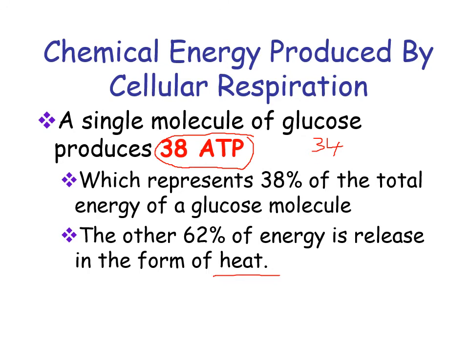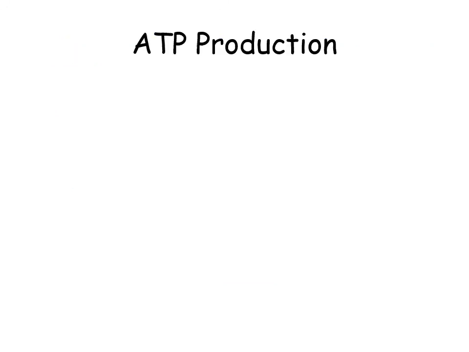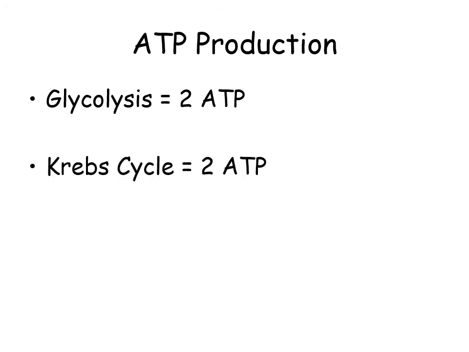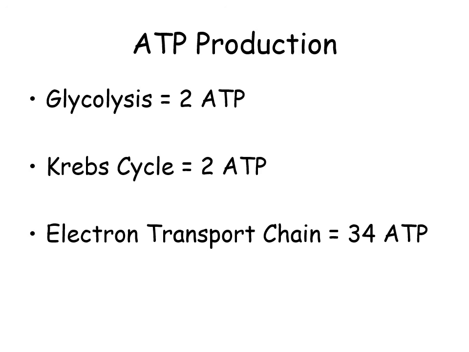So for one glucose molecule, you're going to get about 38% of it giving you chemical energy that cells can use in the form of ATP. The other is burnt off. The cells have to release it as heat. This is why we have body heat in living organisms. So ATP production, kind of a net, you get 2 in the glycolysis, 2 in the Krebs cycle, and again 34 are produced in the electron transport chain.